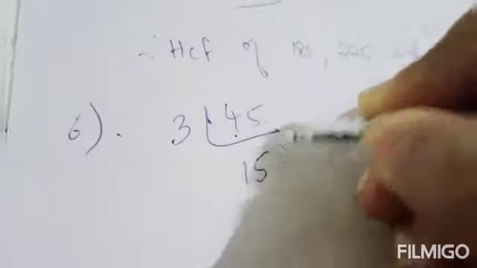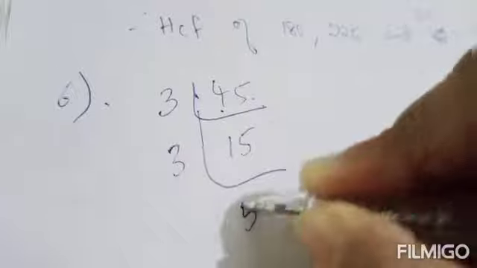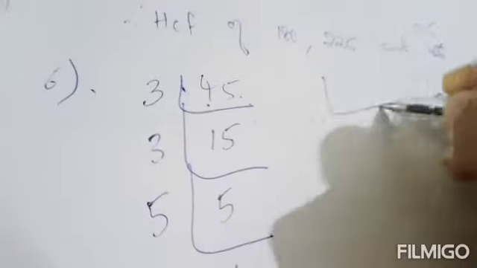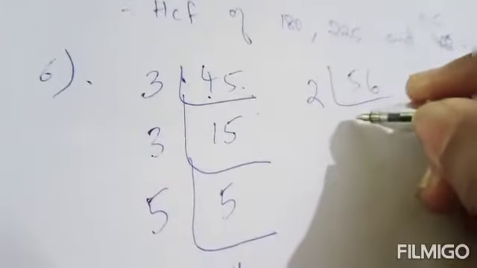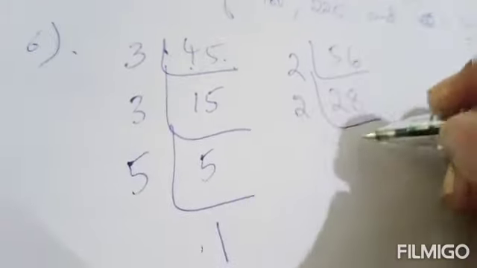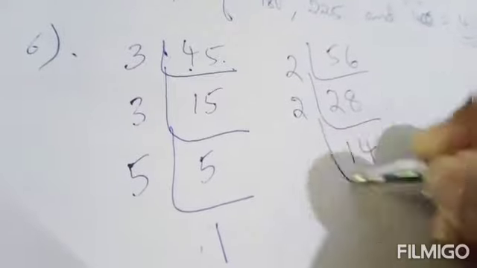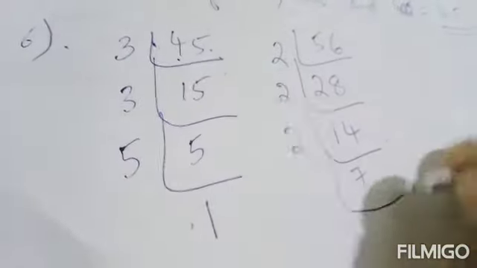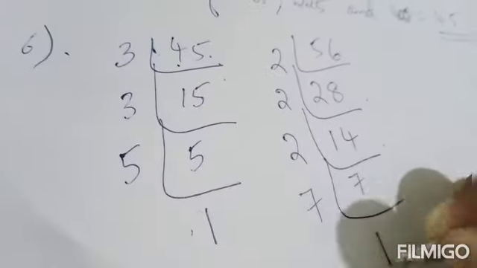45 you can divide by 3, you will get 15. 15 again you can divide by 3, you will get 5. 5 can be divided by 5 only, so you will get 1. Next, 56, you can divide by 2, you will get 28. 28 you can divide by 2, you will get 14. Again 14 you can divide by 2, you will get 7. 7 by 7 you will get 1.